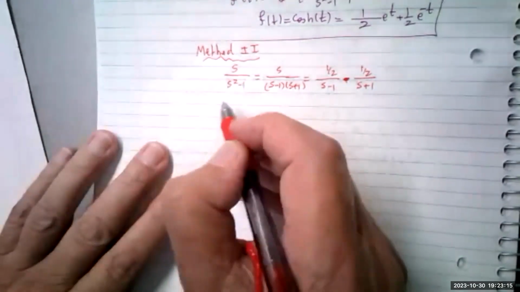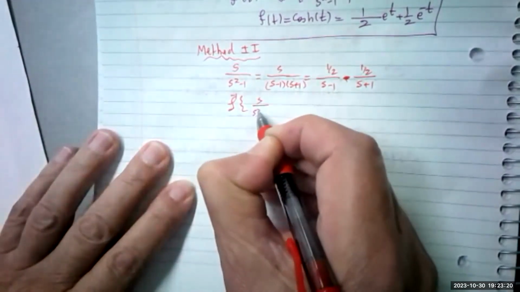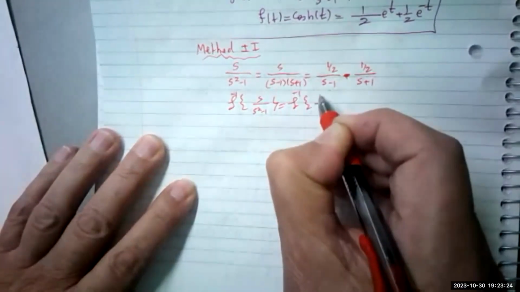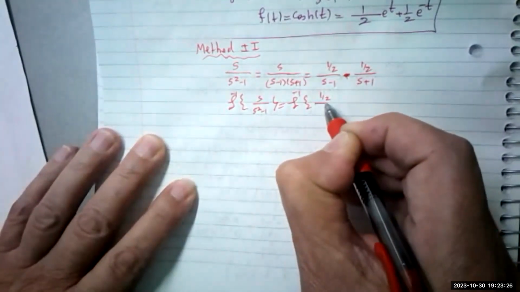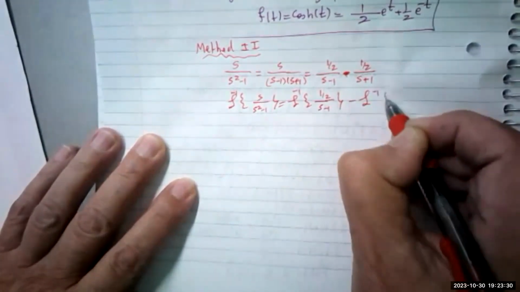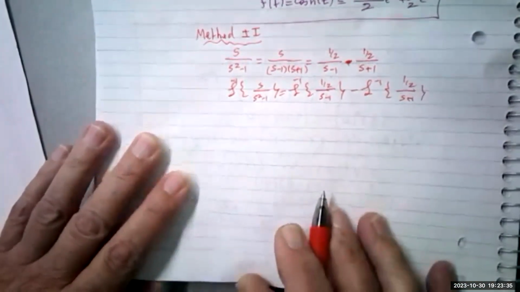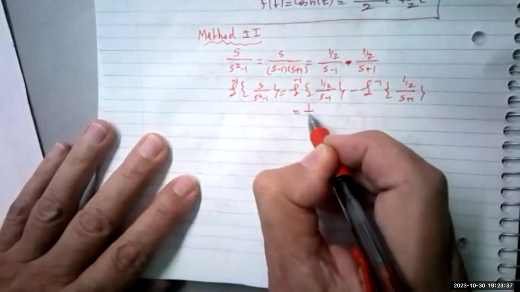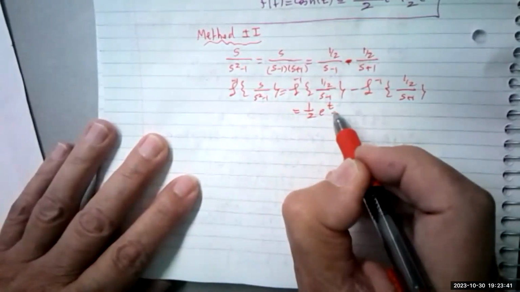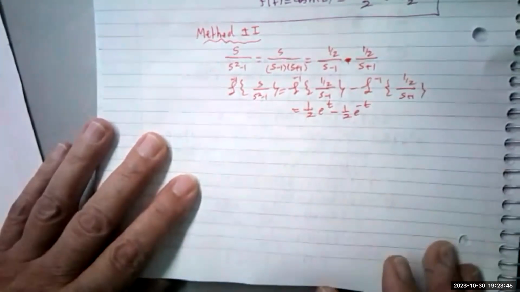So as you can see now, the Laplace inverse of s over s squared minus 1 would be the Laplace inverse of 1/2 over s minus 1 minus the Laplace inverse of 1/2 over s plus 1. So the first one would be 1/2 of e to the t, and the second one would be 1/2 of e to the negative t.